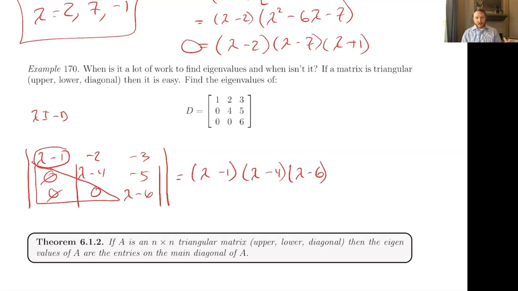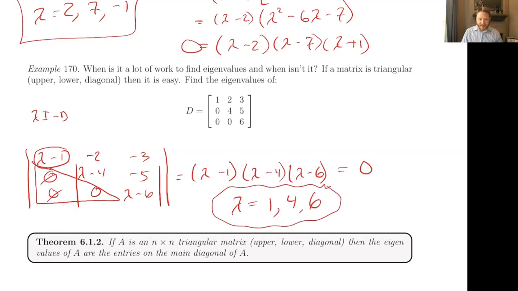So what this did was it essentially killed all of the other terms. And so the determinant of a triangular matrix like this one is just the product of the main diagonal, which is what we have right here, lambda minus 1, lambda minus 4, lambda minus 6. And that's equal to 0 when lambda equals exactly the things that are on the main diagonal. And so if you have a triangular matrix, then the eigenvalues are simply the entries on the main diagonal, and that's it.